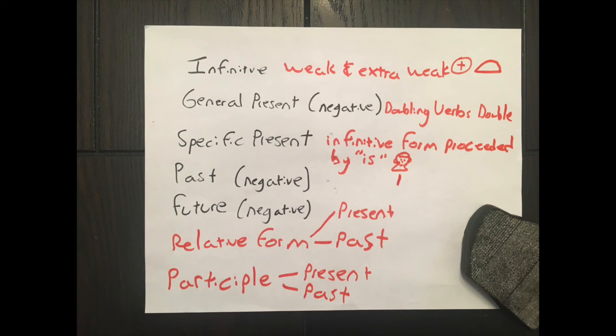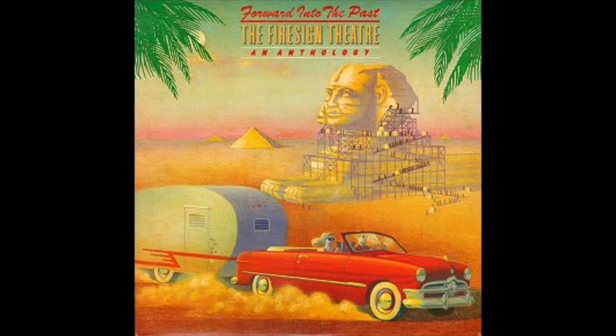All right, so let's just go over again. So we've got our infinitive, which is weak and extra weak getting a T, our general present, which is doubling verbs double plus the suffix pronoun. And then the specific present now is the infinitive form with that extra T preceded by the word is, and then afterwards with a suffix pronoun, just like the general present. So you could say, he is seeing, they are seeing, we are seeing, I am seeing. So there you go. And of course, is, again, would change based on the suffix pronoun from is to are, but it's the same word. There's not a different word for are.